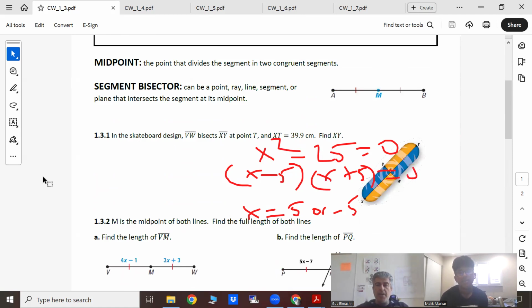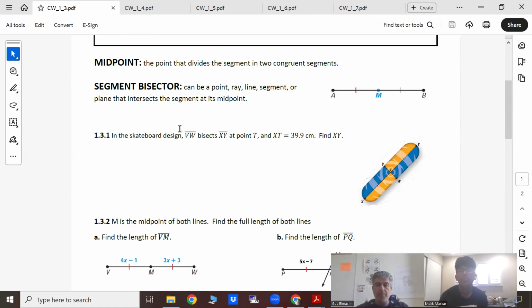Okay, bisect means to cut in half. And anything can cut a segment in half. So AB is a segment. And right now, point M is cutting it in half, but a line could cut in half, or another segment, or a ray, whatever, or a point. In this case, point M is cutting in half.